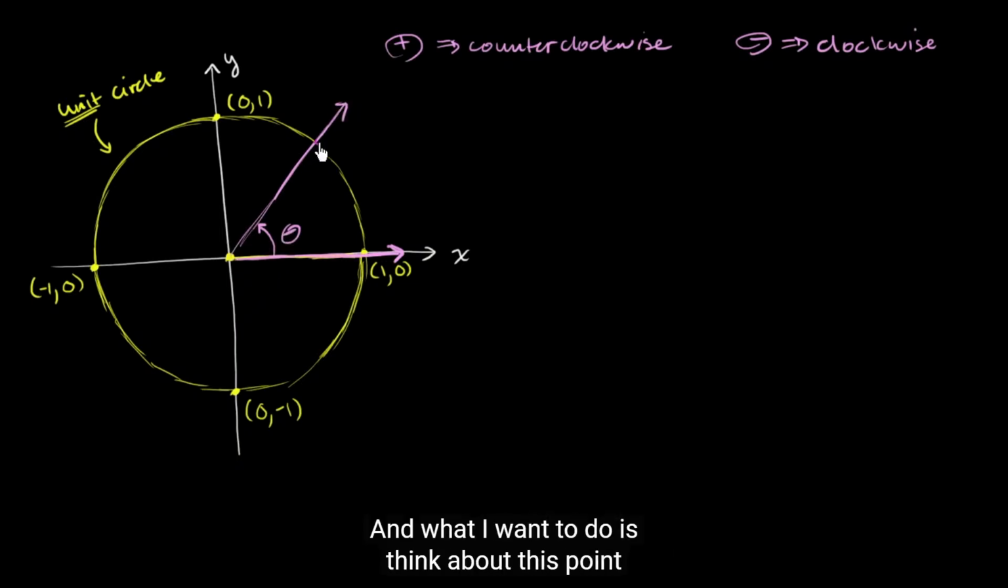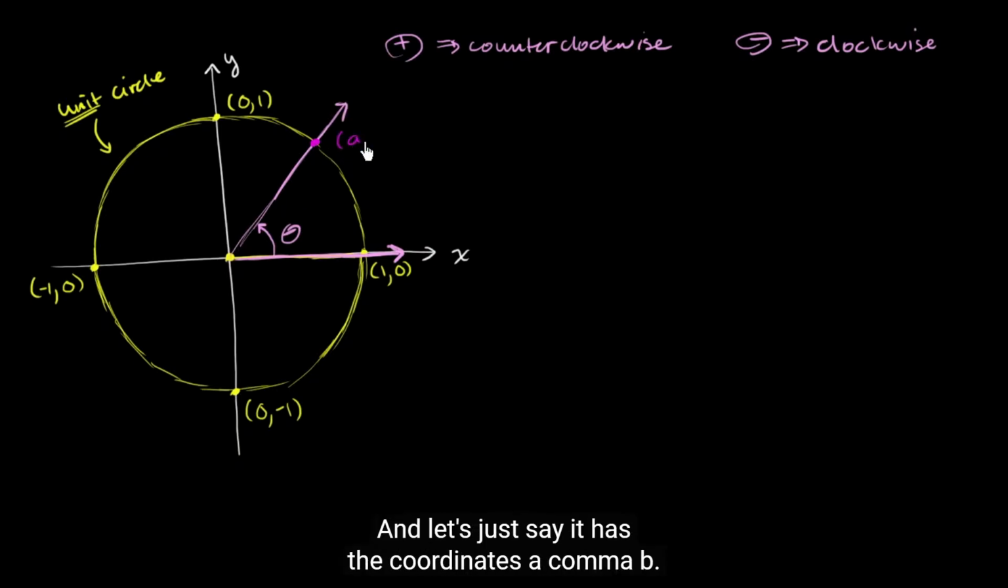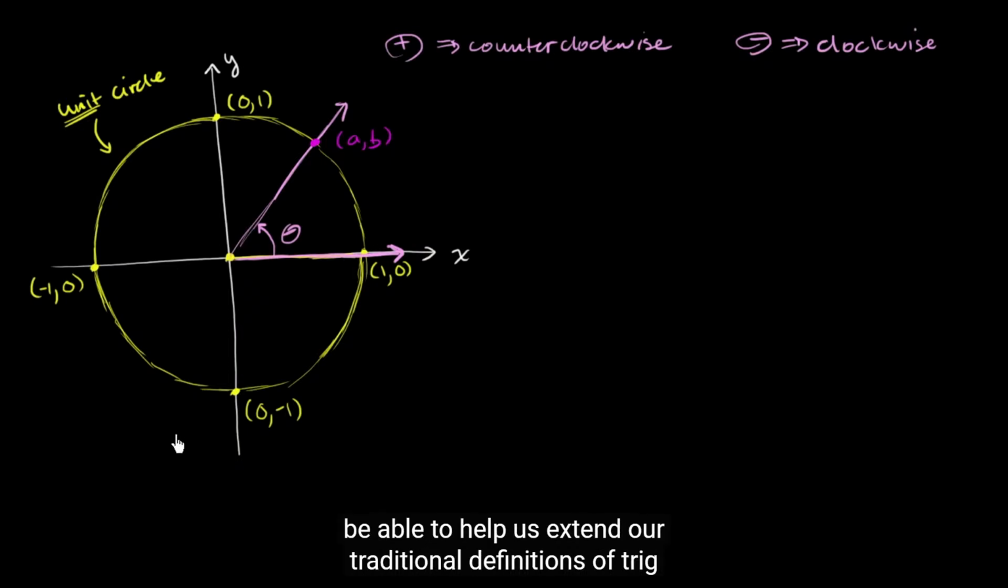And what I want to do is think about this point of intersection between the terminal side of this angle and my unit circle. Let's just say it has the coordinates a, comma, b. The x value where it intersects is a, the y value is b. The whole point of what I'm doing here is to see how this unit circle might help us extend our traditional definitions of trig functions.